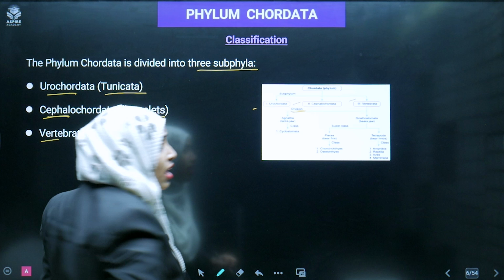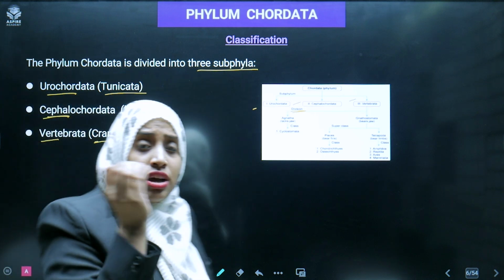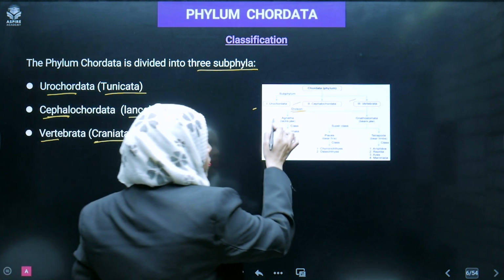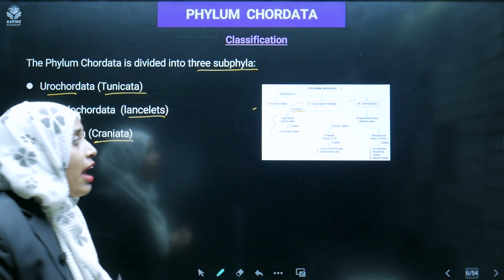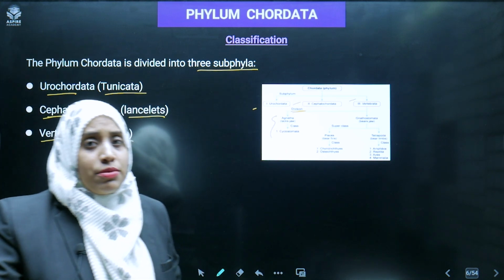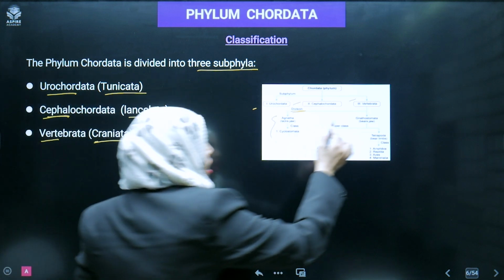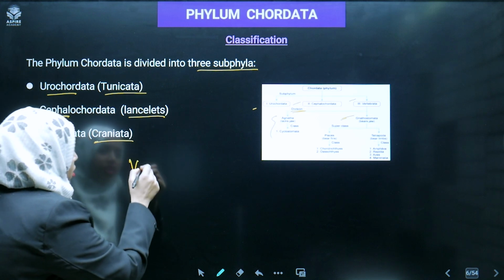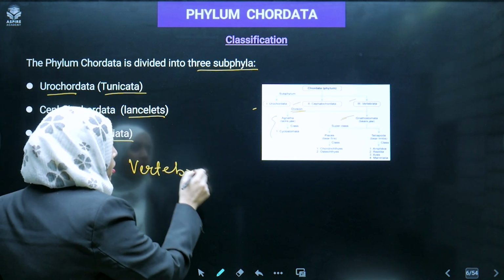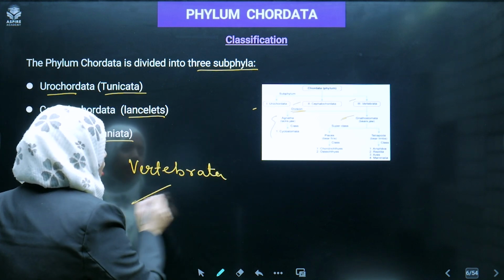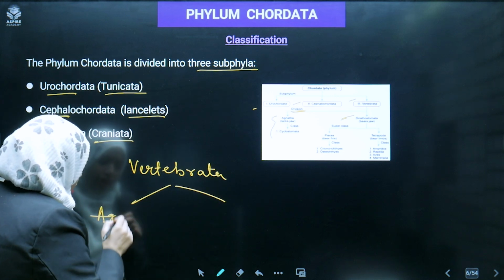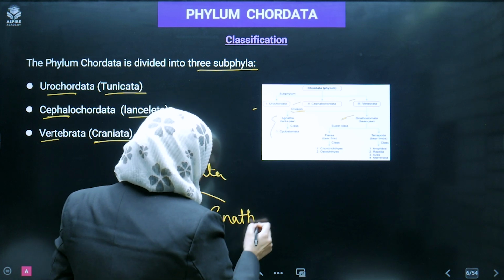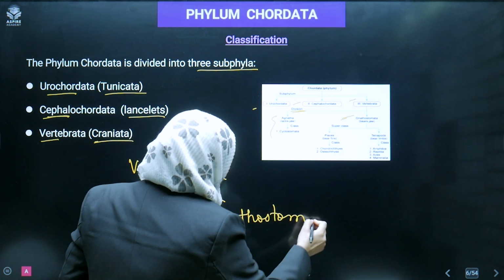Okay, Agnatha means they are not having jaws. Those which do not have jaws are Agnatha, jawless. And all the organisms which have jaws are known as Gnathostomata. So simply what we have done, we divided Vertebrata into Agnatha and Gnathostomata.